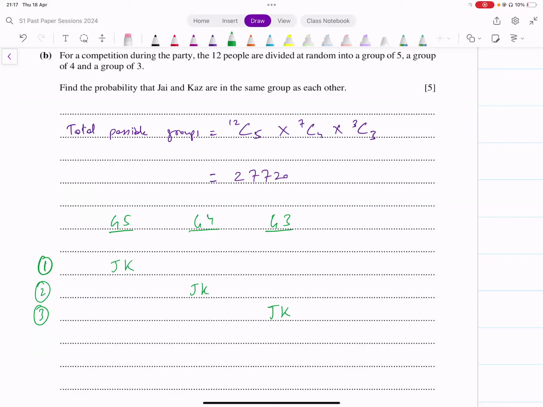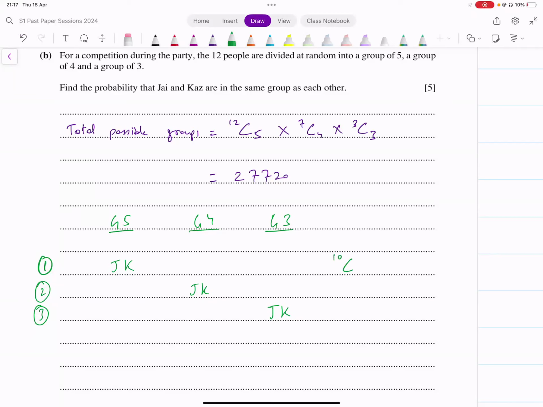So there's nothing that we have to choose for that couple now. We have already placed them in the group of 5. That's what the first case is saying. What about the rest of the people now? We have 10 people left. Those 10 people left have to be placed in these 3 groups now.